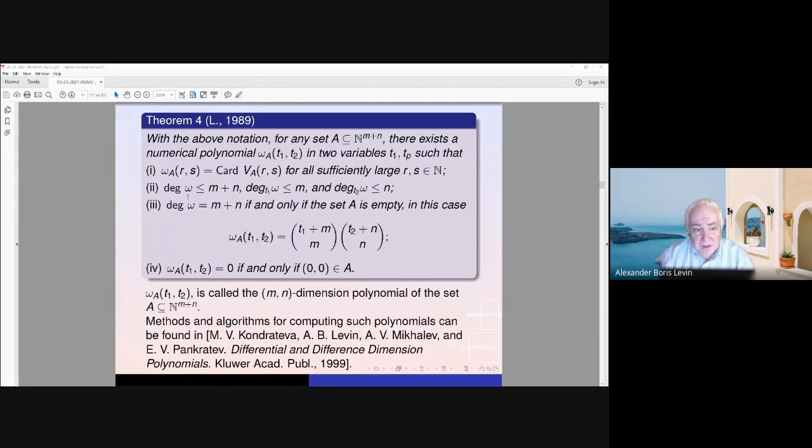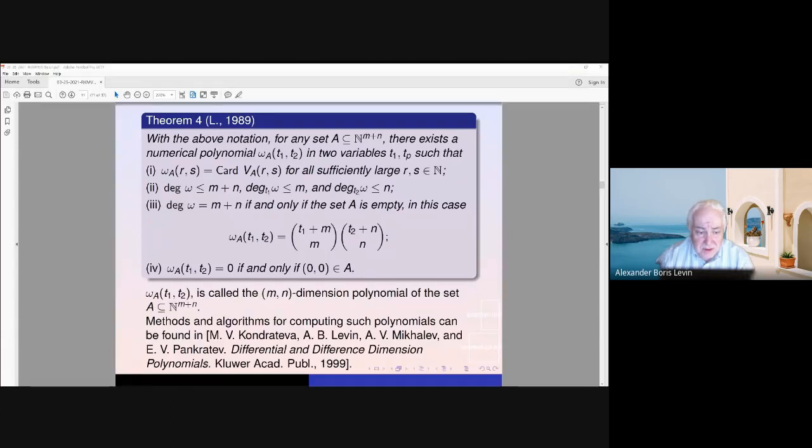The degree of this polynomial does not exceed m plus n, and the degree with respect to t1 is less than or equal to n, and the degree with respect to t2 is less than or equal to n. And the degree is equal to m plus n, the maximum possible degree, if and only if the set A is empty, and in this case the polynomial is this. And it is zero if and only if the point zero belongs to the set A. It's called the Kolchin dimension polynomial of this set.